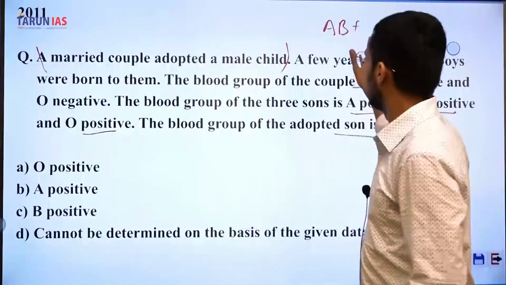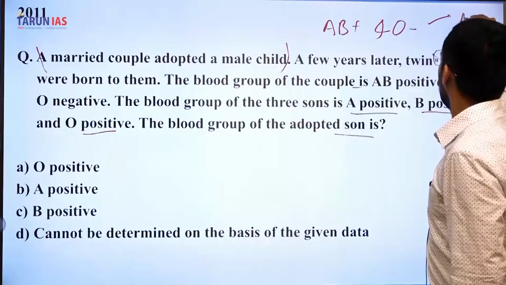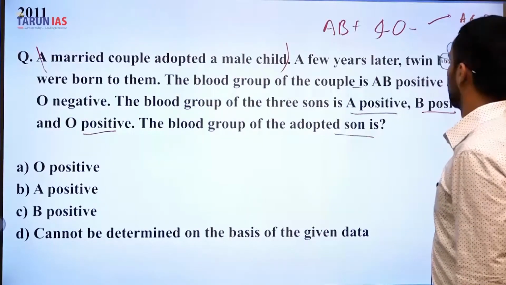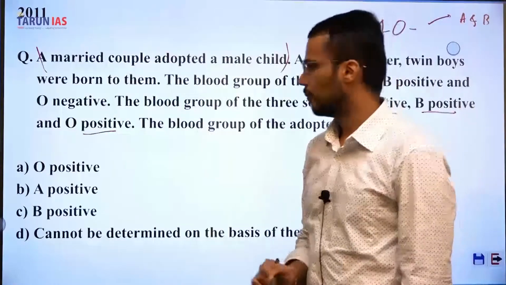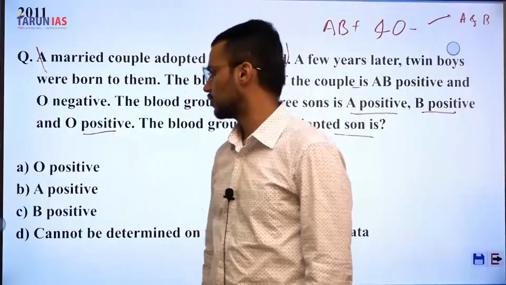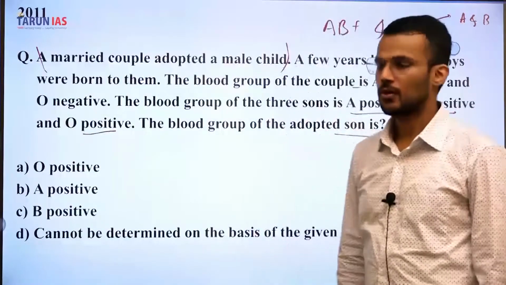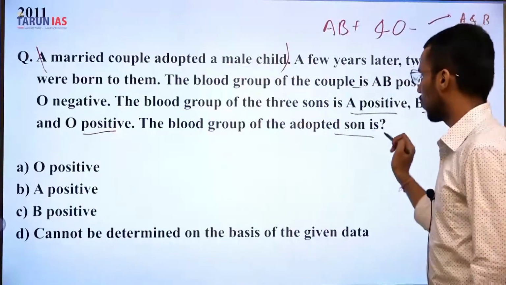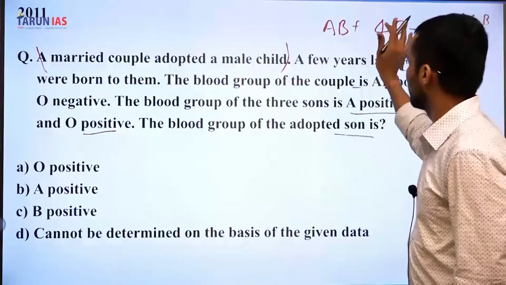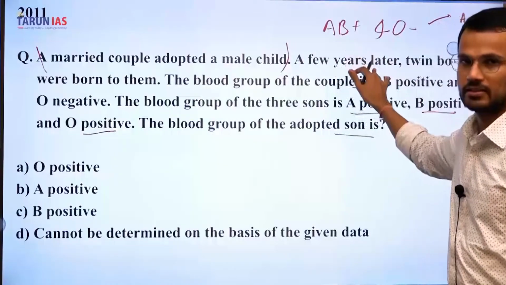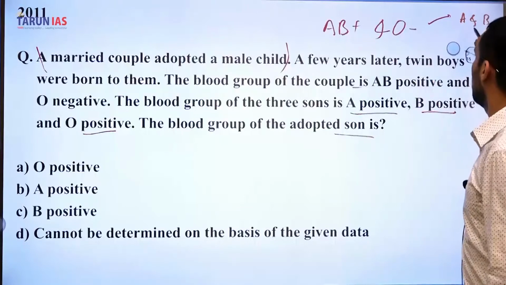So for this blood group, the children will be A and B blood group, and that's why the adopted child's blood group is O positive, mentioned in option A, right? So the blood group of the adopted son is O positive, because for parents with this blood group, the blood group of children will be A and B.